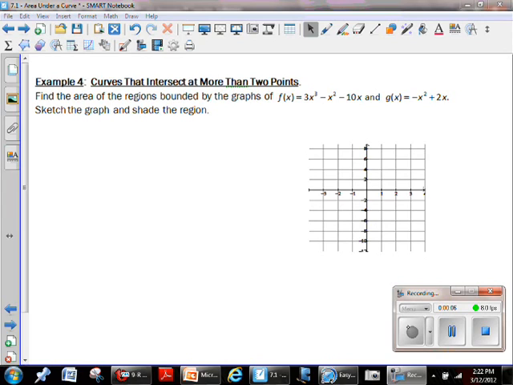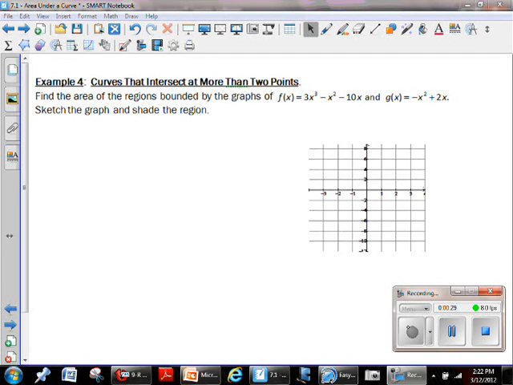We're still in section 7.1 of Larson's 9th edition. We're talking about the area that lies between two curves. And in our example 4, we have something very special planned for you: curves that intersect at more than 2 points. On the surface, that may not seem like a big deal, but is it ever a big deal? And I think in this particular example, if we could rely on the sketch, it's going to tell us everything that we need to know.